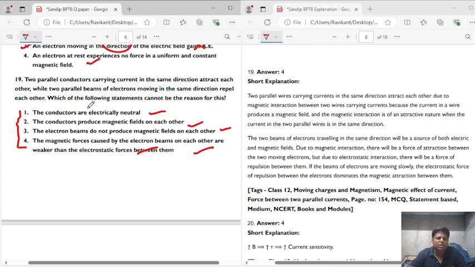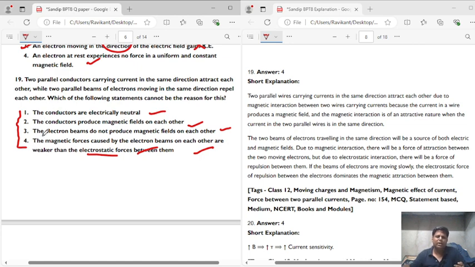So according to me, the correct option for this question has not been mentioned over here, right? Because the conductors are electrically neutral, and because they are electrically neutral and they experience the magnetic field of each other, they can be attracted or repelled according to the direction of the current, right? And the electron beams, they repel each other. Electron beams moving in the same direction repel each other. That is because of the electrostatic force, right? Because the moving electron produces both magnetic field and electric field, right? So we don't have any answer for the question number 19.